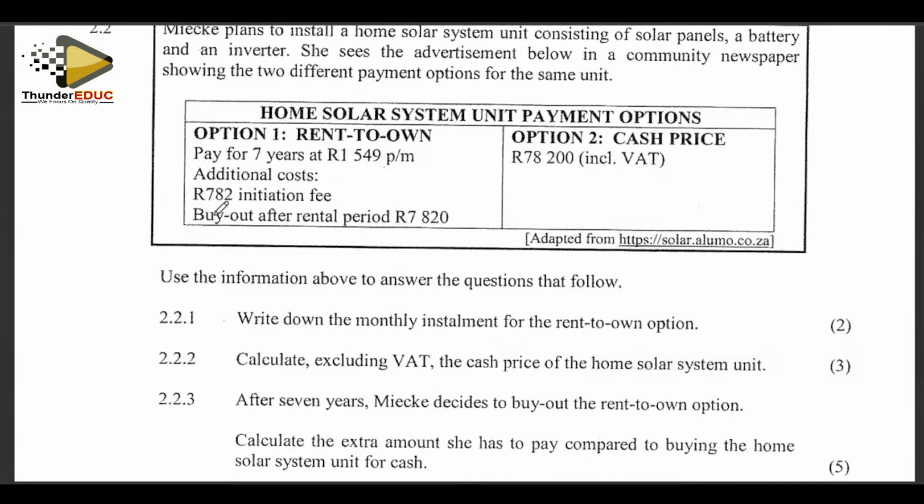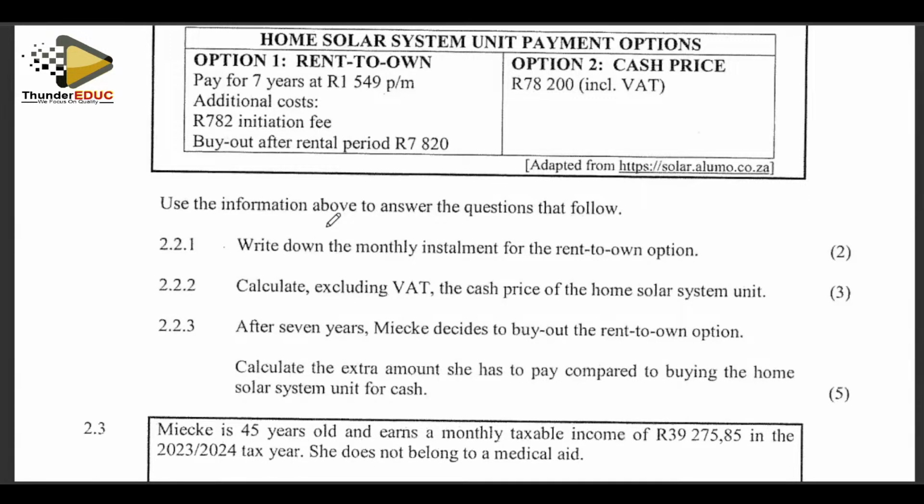then a buyout after rental, which we consider to be residue, which is 7,820. Then the other one is the cash amount, including VAT. I believe this was to include VAT. Write down the monthly installment for the rent to own. So monthly, how much does the person pay?